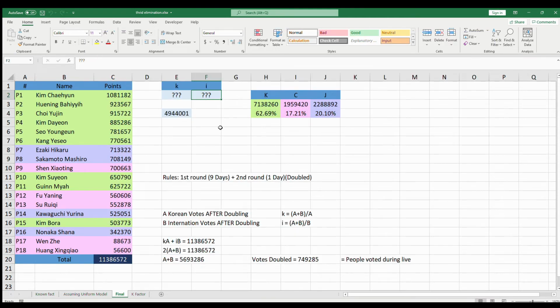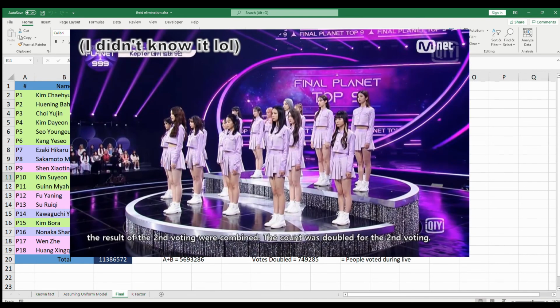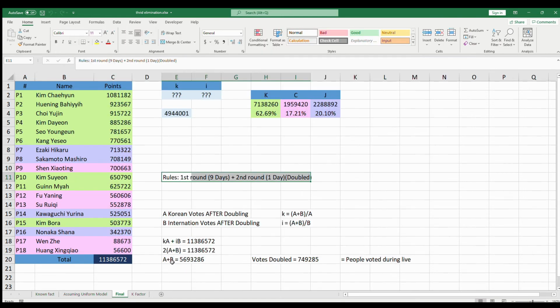There's also a vote doubling period which I almost didn't notice. We are able to retrieve the total votes after doubling. With the total votes before doubling given, subtracting the two gets 74,000, which is the votes doubled, and also the number of people who voted during the live show. And this is the only round Mnet didn't split the votes into Korean and international. I bet they're hiding it on purpose, and we all know why.